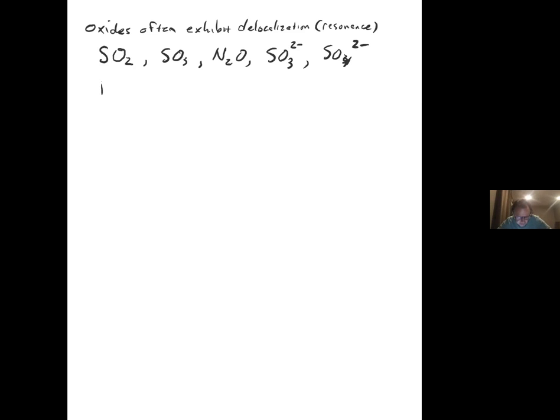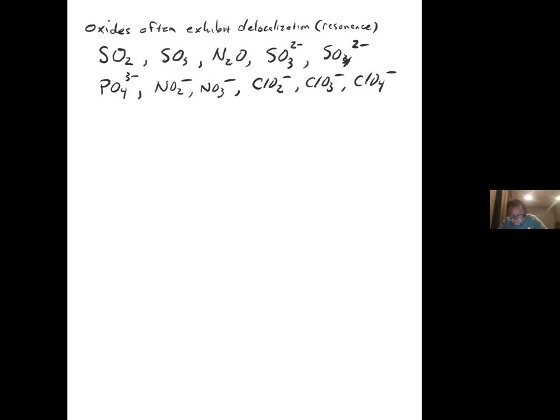Okay. PO4 minus 3. NO2 minus, NO3 minus. So notice what all of those have in common. They're all oxides. They all are a non-metal, sulfur, nitrogen, phosphorus, with a bunch of oxygens, 2 or 3 or 4. There are some other ones as well: ClO2 minus, ClO3 minus, ClO4 minus. Again, these are all oxides. They're all a central atom that's a non-metal with some number of surrounding oxygen atoms. And sometimes they're charged and sometimes they're not.